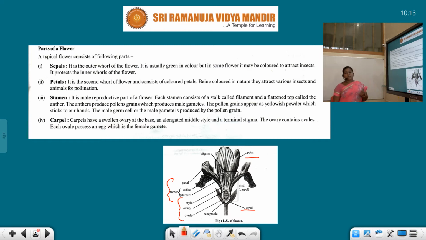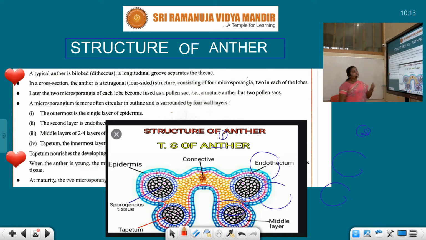Let us see this last one. This is the carpel, and the swollen part at the base is the ovary. A middle one is called style, and the head portion is called stigma. The ovary contains the ovules, and each ovule possesses an egg, which is nothing but the female gamete. Right. So structure of anther.